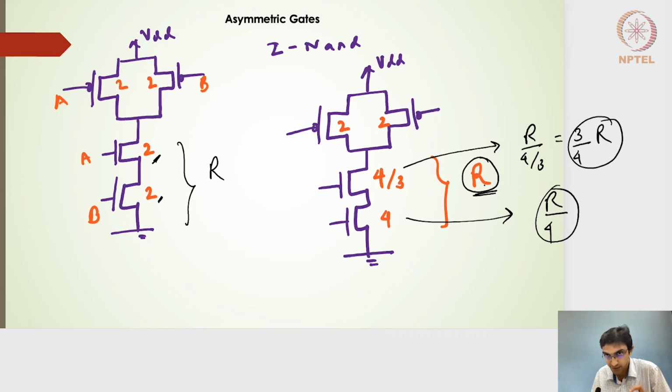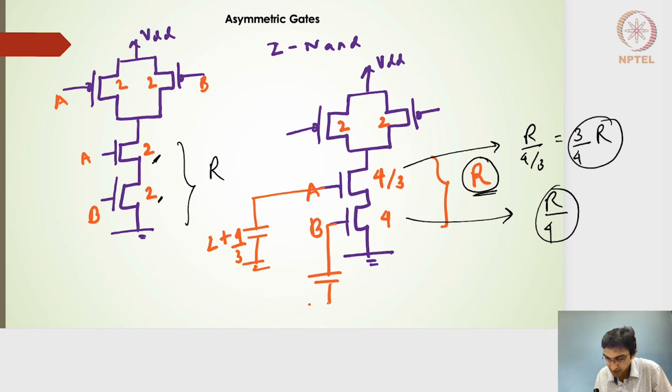So that means the input capacitance seen by the input A and the input B are asymmetric. That means they are different. So the input capacitance seen by the A input will be nothing but 2 plus 4 by 3. Right? The input capacitance seen by the B input will be nothing but 2 plus 4, which is 6C. So hope this is clear.